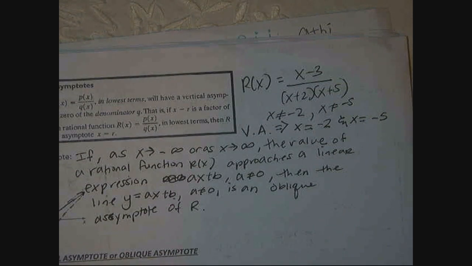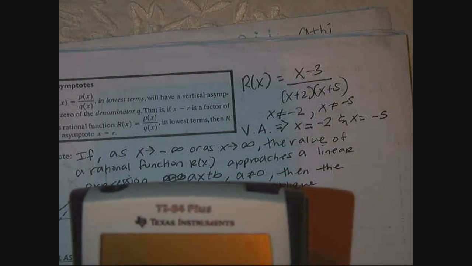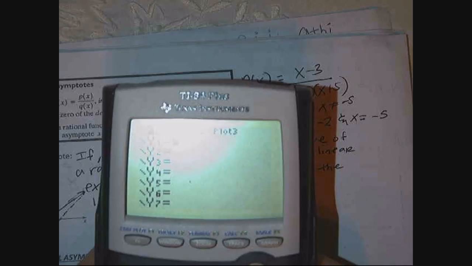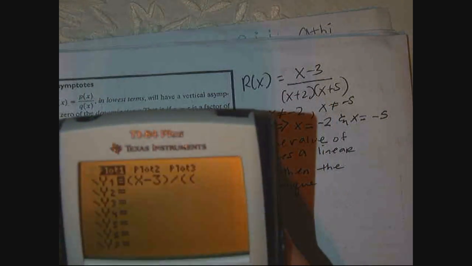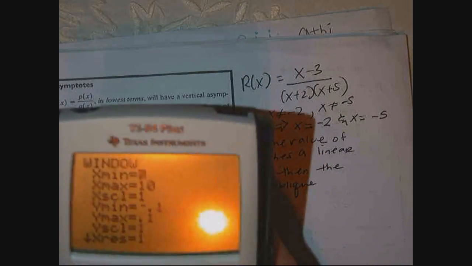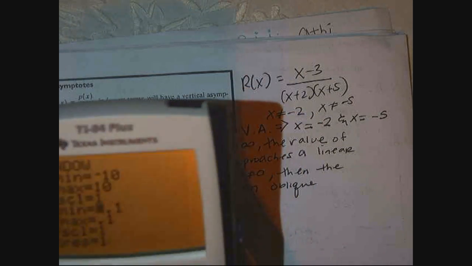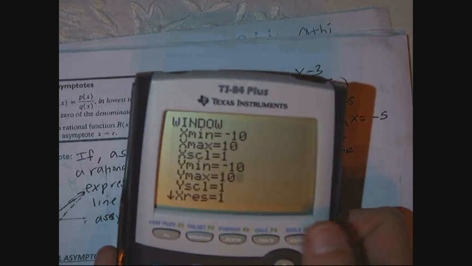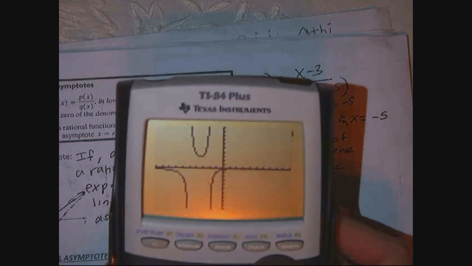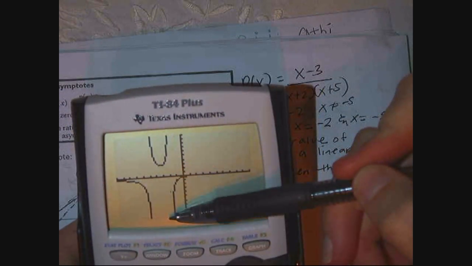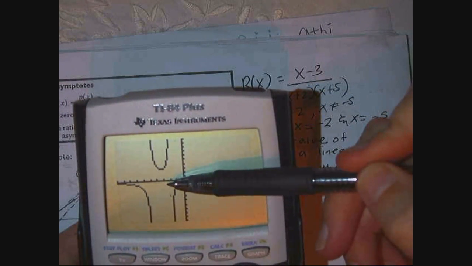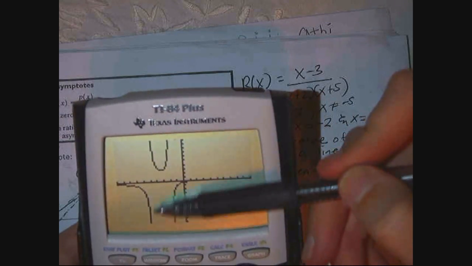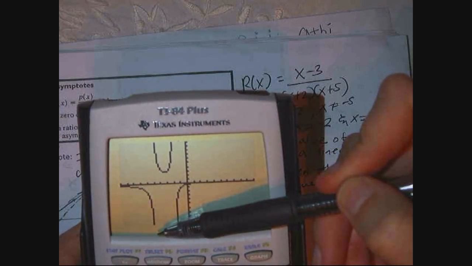If we take our graphing calculators, clear out anything we have, and graph this function, x minus 3 divided by all of x plus 2 times x plus 5, with a standard window of -10 to 10 and -10 to 10, I can see that at x equals -2 I cannot have any values, so I have an asymptote there, and at x equals -5, again I cannot have any values, so I have my asymptote there.